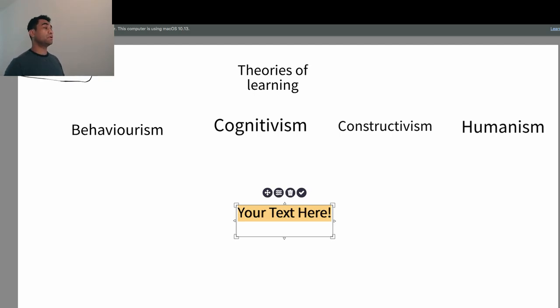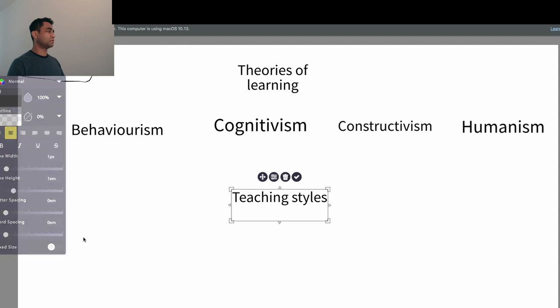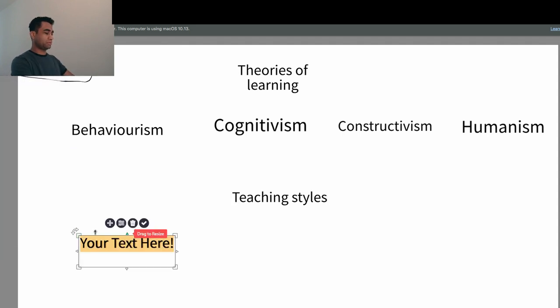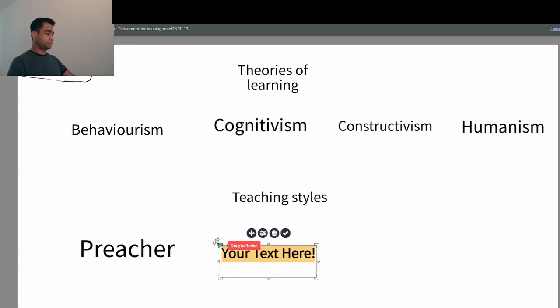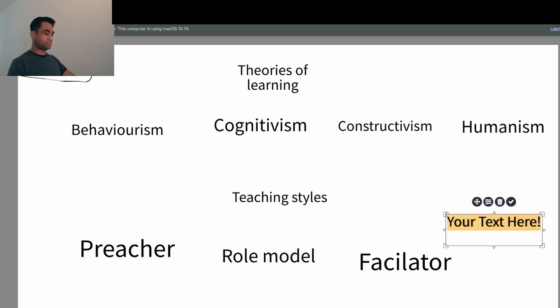Theories of learning go along with teaching styles. Let's first just quickly talk about teaching styles. So there are different styles. It can be the preacher, role model, facilitator, ambassador.